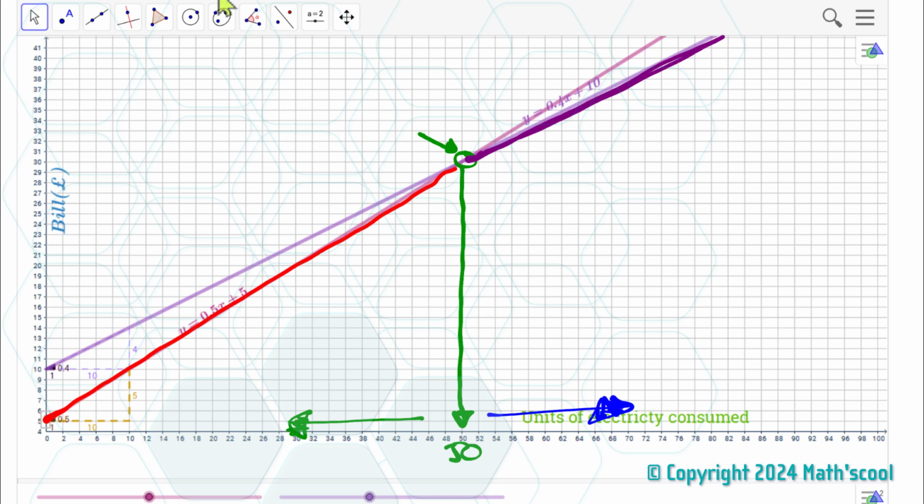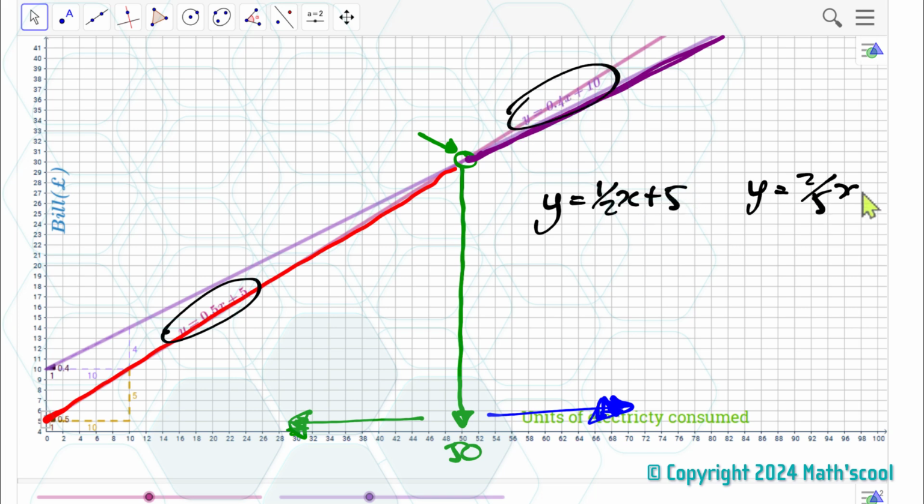Now, of course, the ideal way to do it would be to use the algebra. So this equation, y equals a half x plus 5, and this equation, y equals 2/5 x plus 10, you just make them equal to each other. See, when would they be equal to each other? When would a half x plus 5 equal 2/5 x plus 10?